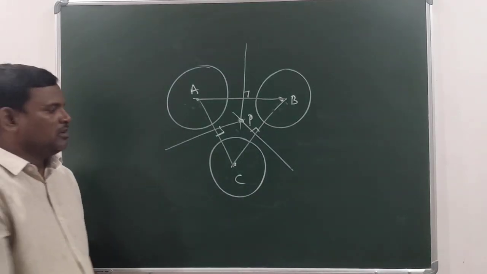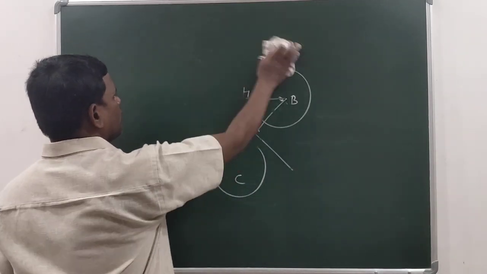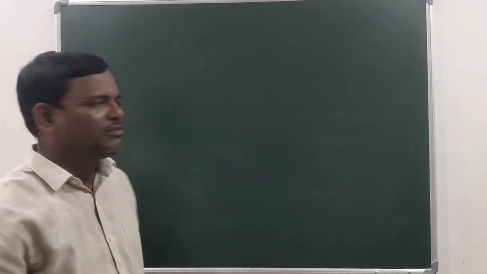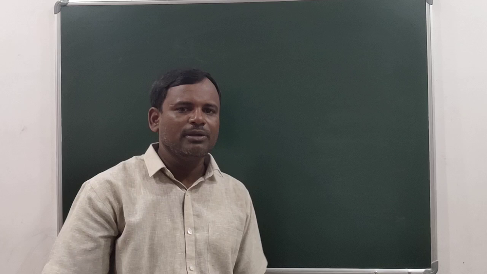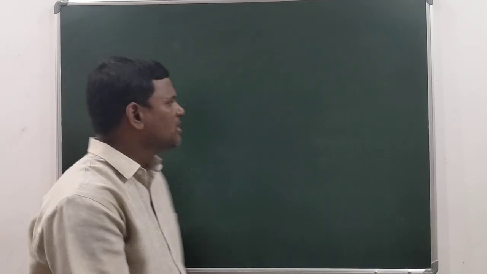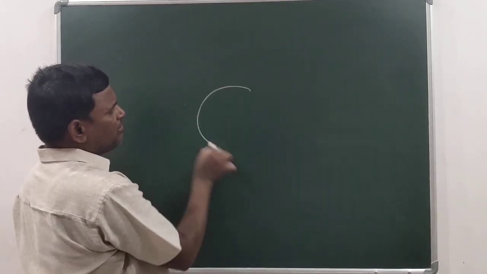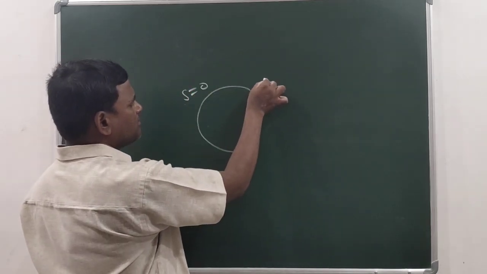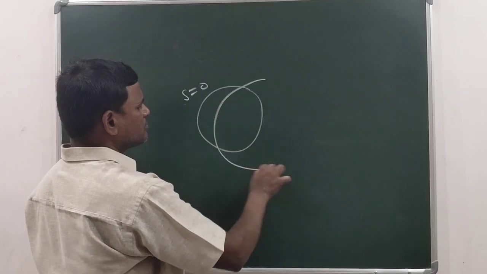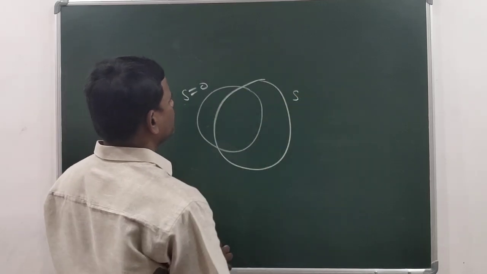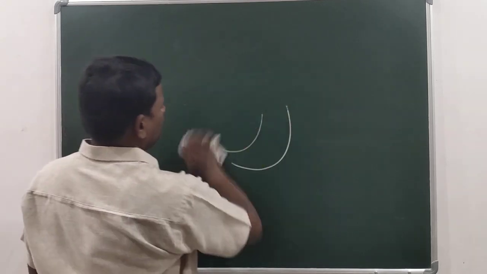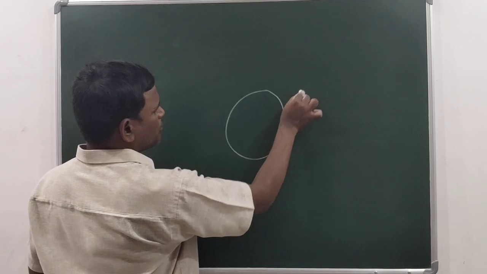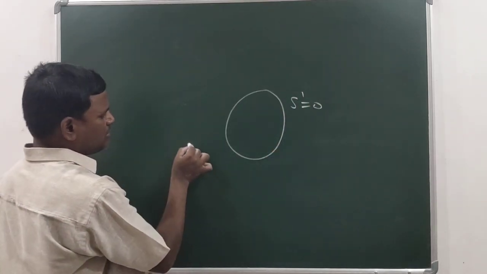Right students, now let us learn one more point here that is not related to this circumcenter, but that model of question is very important in this system of circles. See, two circles will be given to you. One is S equal to 0 and one more is S dash equal to 0. This is S dash equal to 0 and this is one more circle.